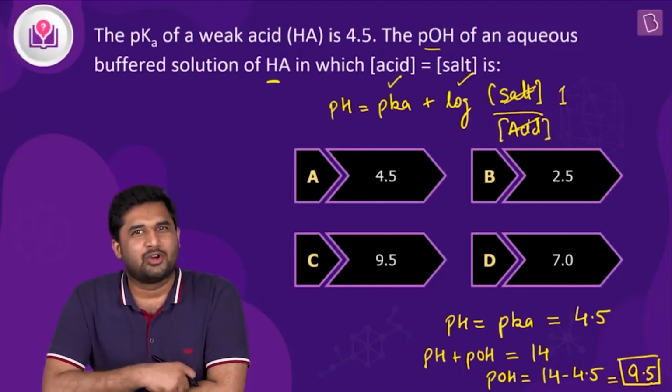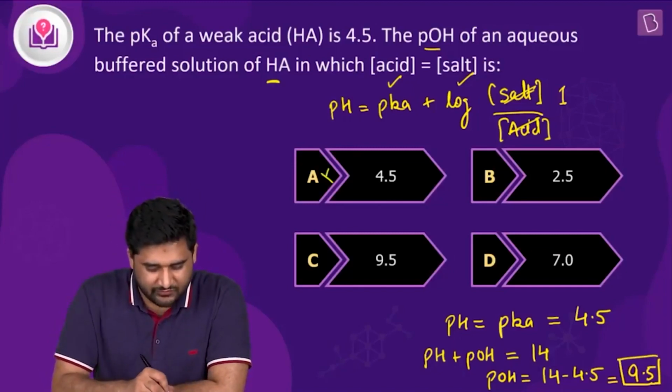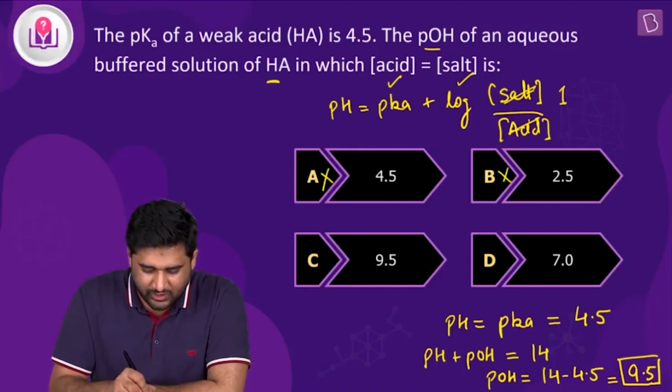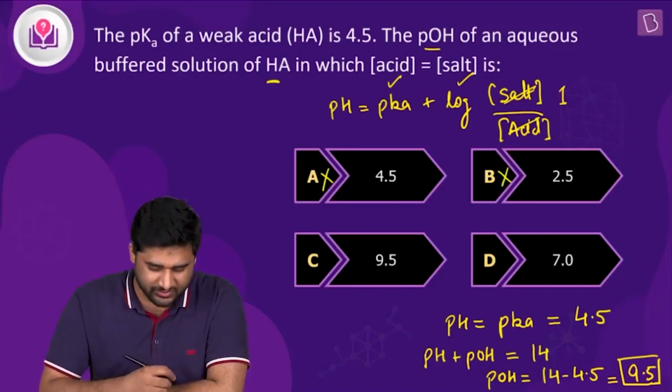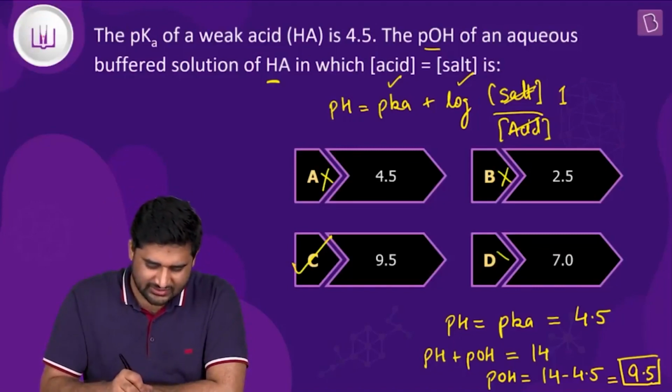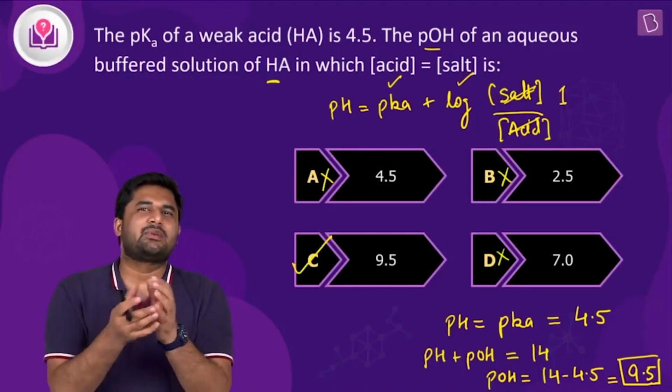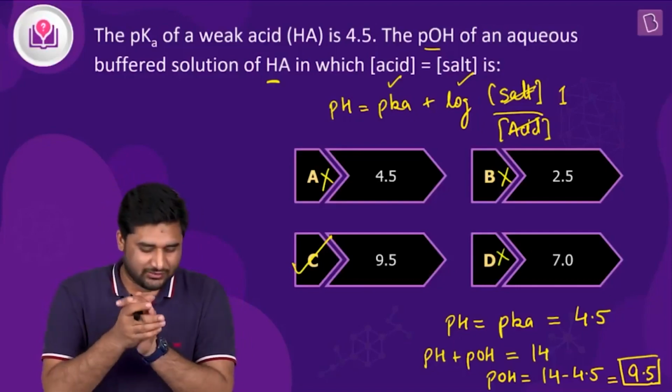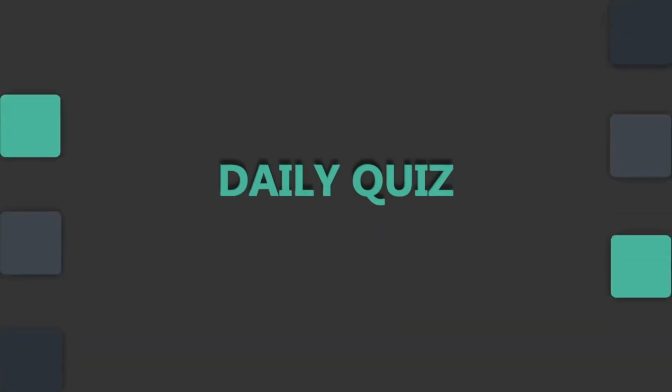So let us now match with the options. You can see option A is 4.5, which is not correct. Option B is 2.5, again not correct. Option C is 9.5, exactly the right answer. And option D is 7, which is not right. So clearly you can see the right answer to this question is option C.